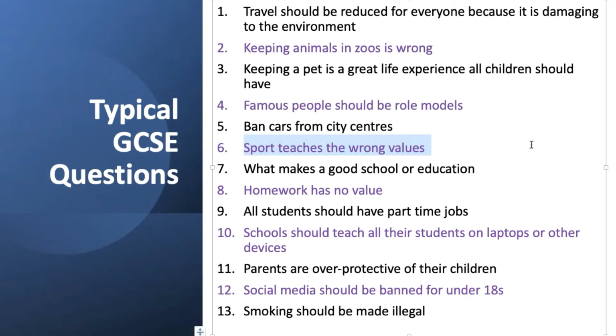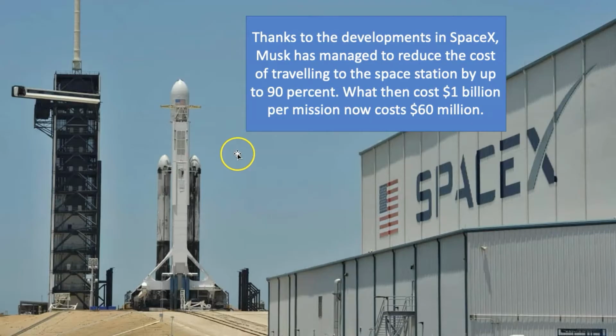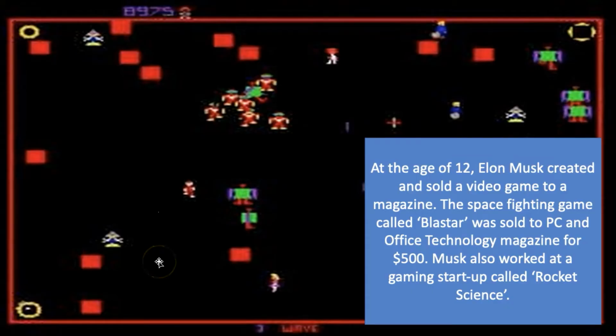Elon Musk, that's who. So hopefully you can see how all these facts would fit different questions as long as you think about them. We can also point to the fact that he's not out just to make loads of money. He's actually trying to save people money. He's reduced the cost of space travel by 90%. What was he like as a student?